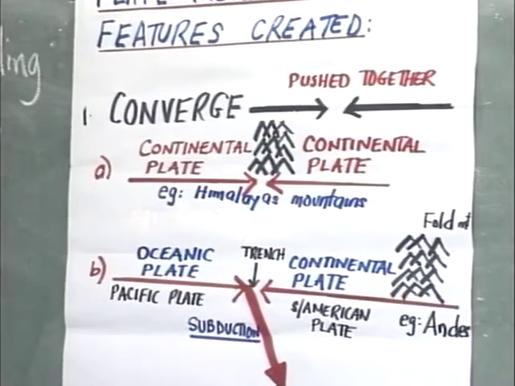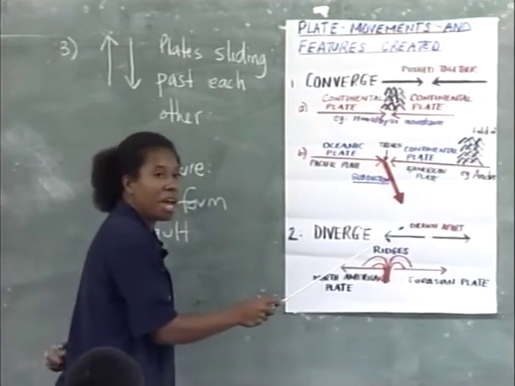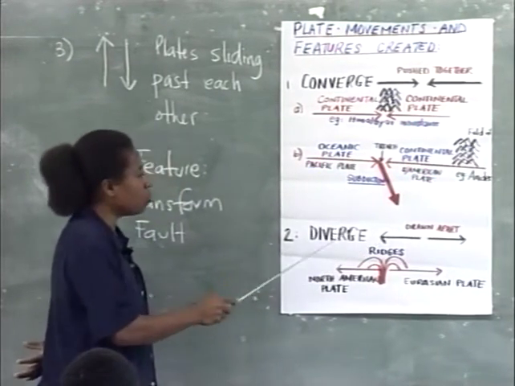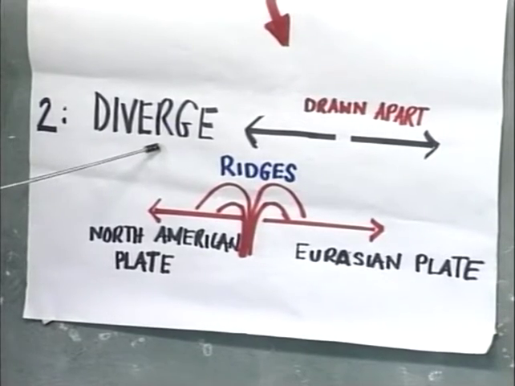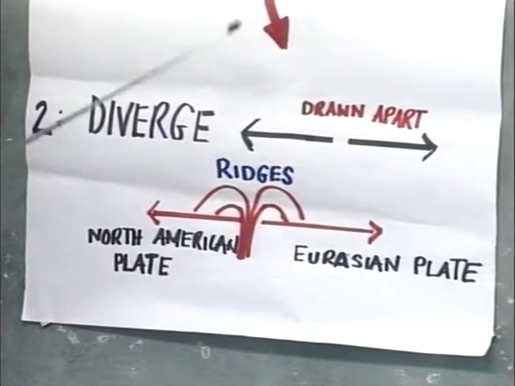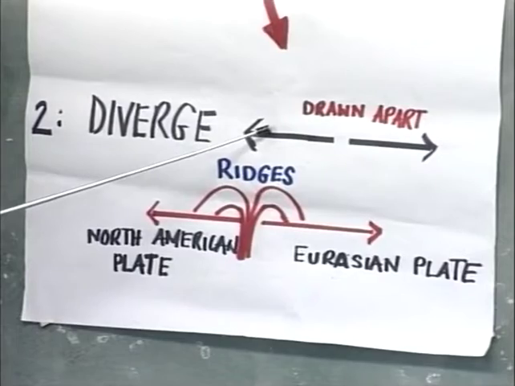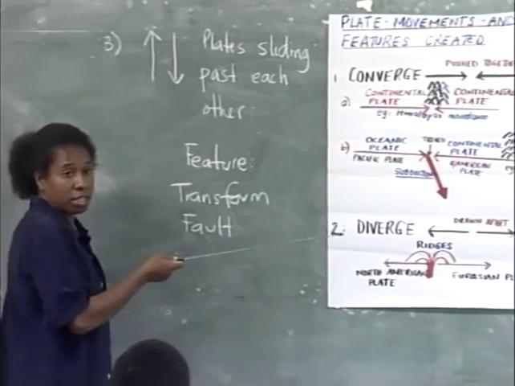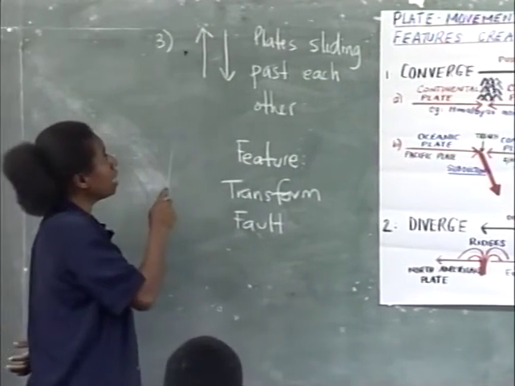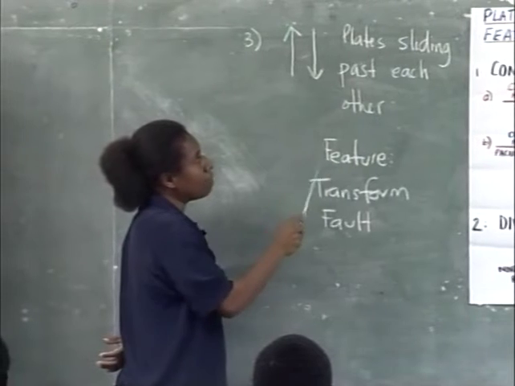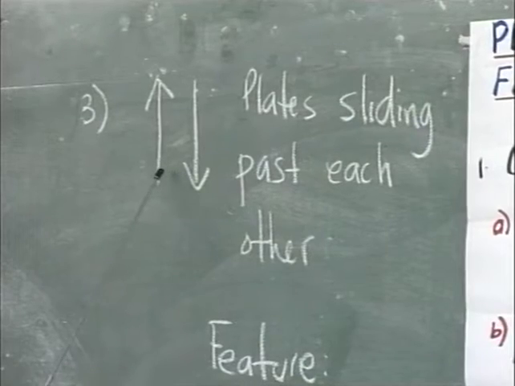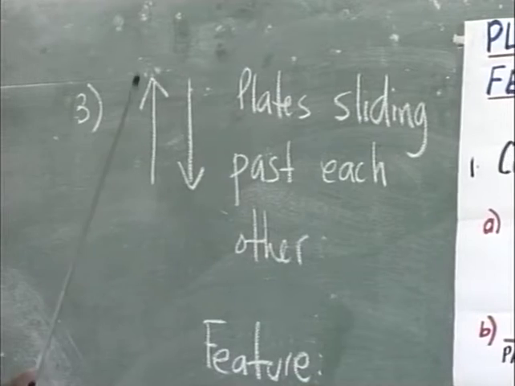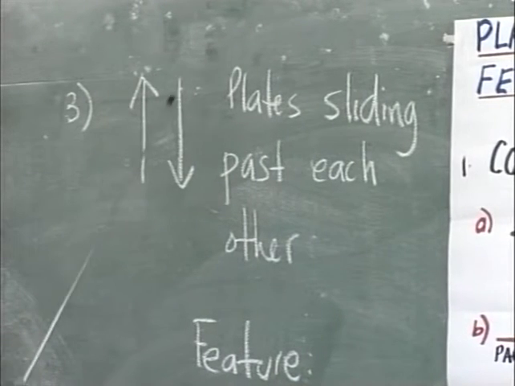is that of when plates move away from each other. And the term we use to describe that is divergence. Divergence of plates is simply when plates move away from each other. The third movement that plates also do is that of when plates are sliding past each other. And in this particular movement, you can see one plate moving past the other plate.